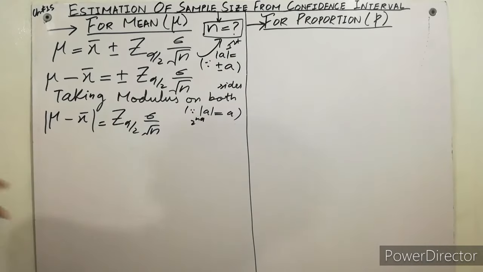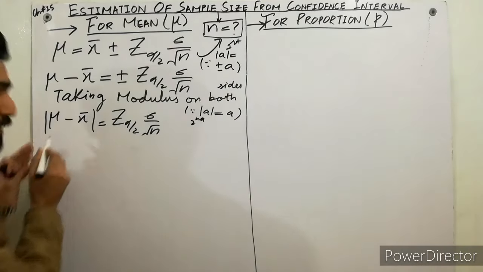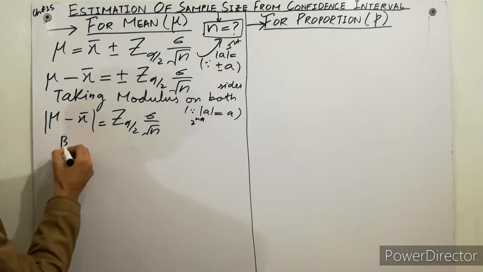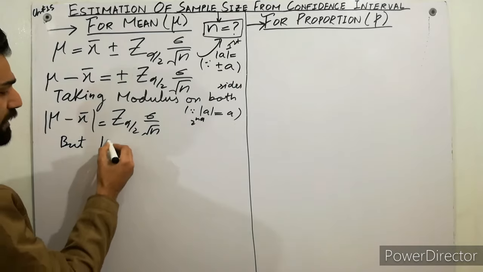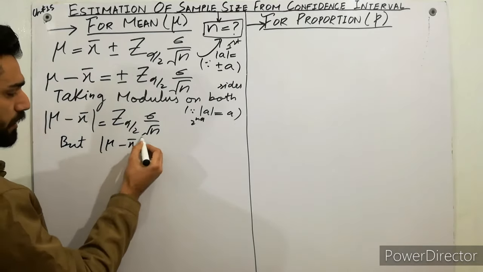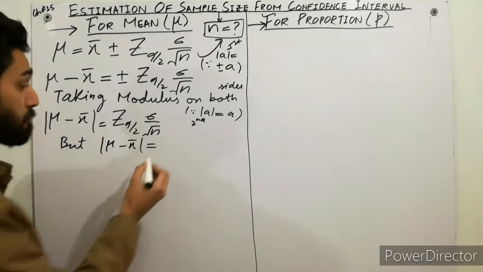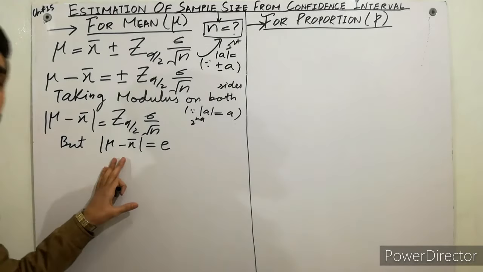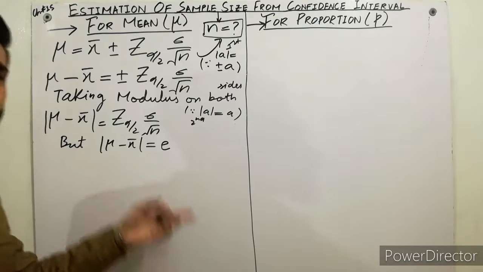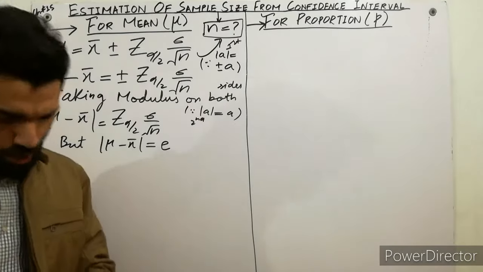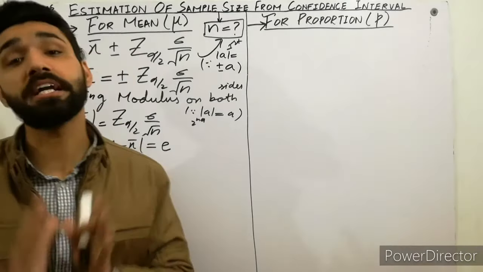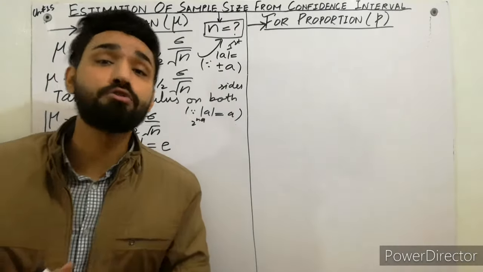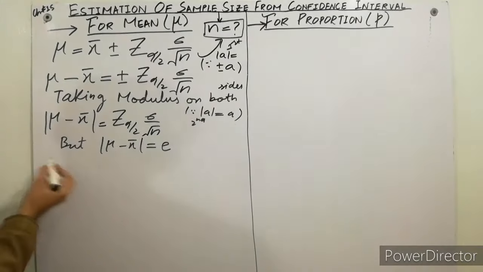The next step is very simple. You can write here modulus of mu minus x bar, what is it equal to? Must remember that this is always equal to E. That is the main important point. You can write here E. Now, what is E?